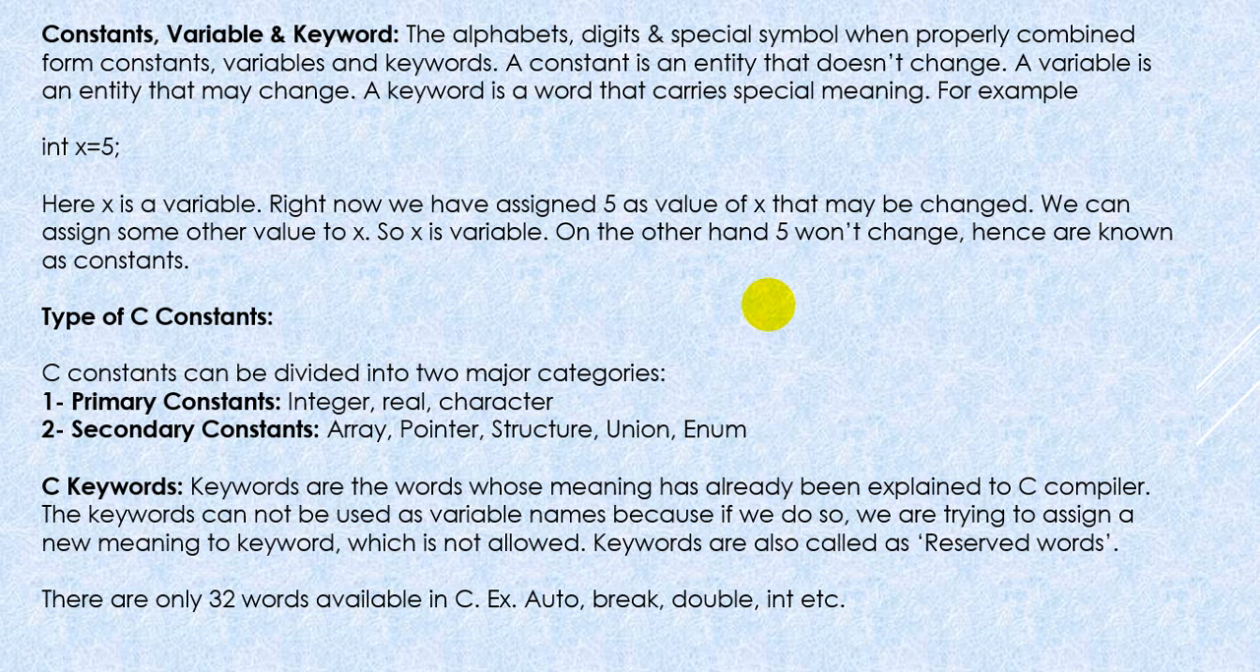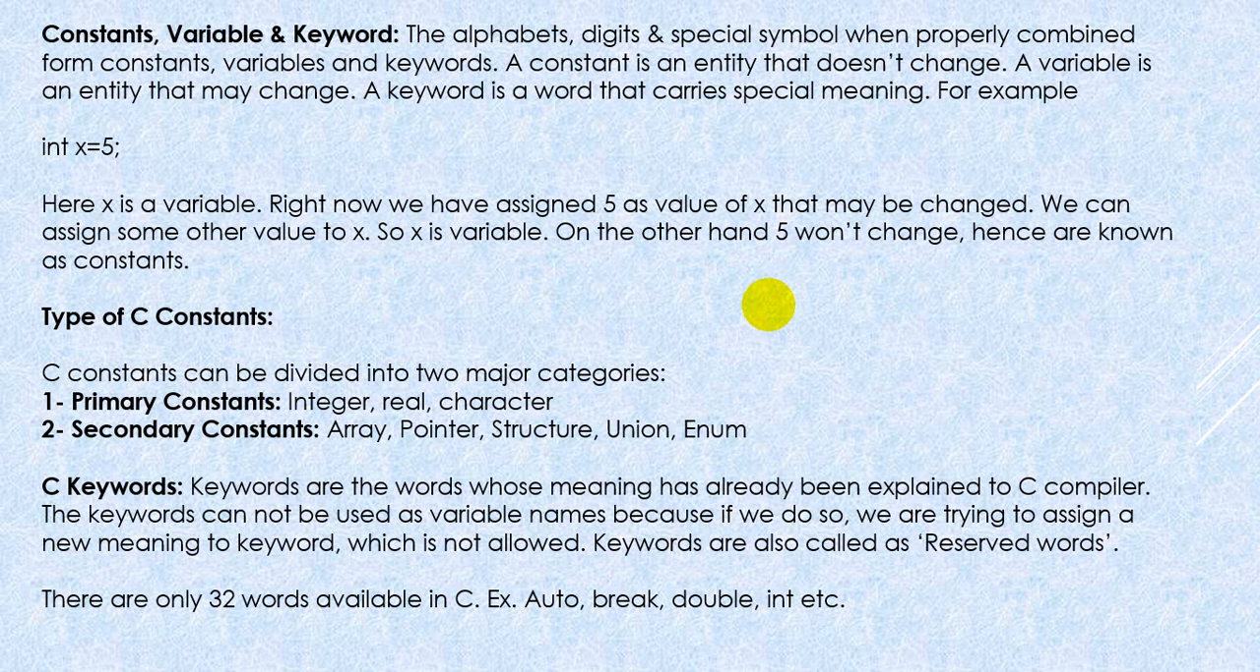On the other hand, 5 or 6 or 3 or 11, that is a number, right? That won't change. 5 rows means 5 rows. 5 phones means 5 phones. So that is called a constant. 5 won't change, hence it is known as a constant.